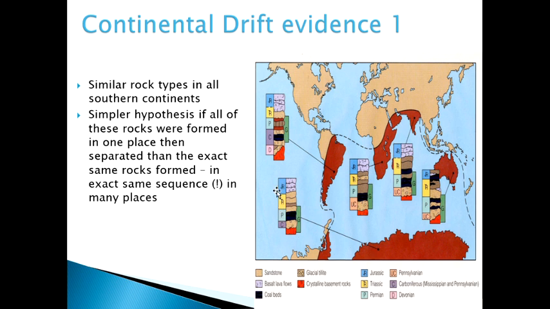And you see there that the same multicolored vertical strip that one finds in Antarctica, you find in South America, in Africa, in India, and Australia. And if those are the same rock types, that implies that all of these places were together at one time, all of these rocks were formed at that time, and that since that time, these things have spread apart or drifted to their present position.